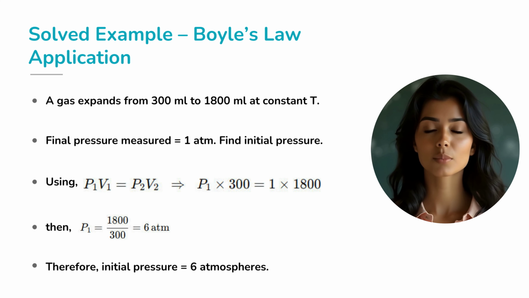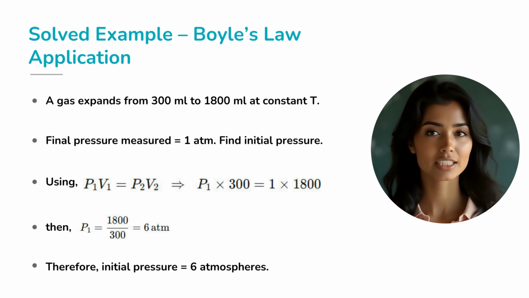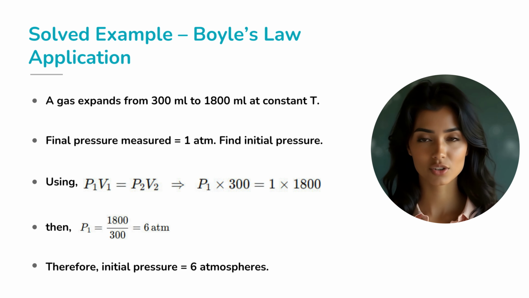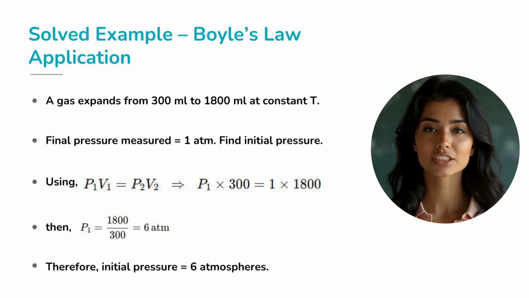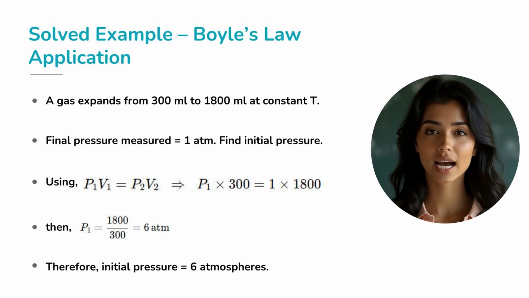Now let's solve a problem together. A gas expands from 300 milliliters to 1800 milliliters at constant temperature. At the end of the expansion, its pressure is found to be 1 atmosphere. What was the initial pressure?